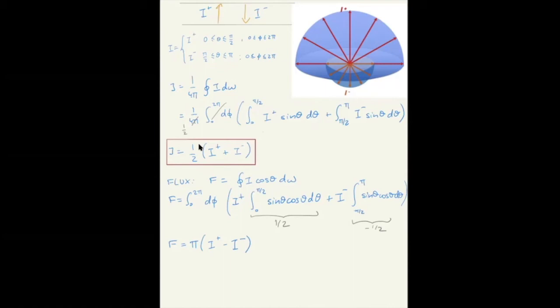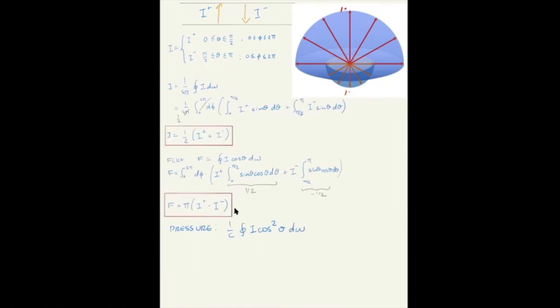Again, this is an intuitive result. The flux is a vectorial quantity. So if you have an intensity going up and an intensity going down, unlike the mean intensity, which is a scalar quantity and is the average of these quantities, the flux cares about the direction that they're going. So the one that is directed inwards is going to subtract from the intensity that is going outwards. And then the flux that you measure is going to be one minus the other. Notice that if you are in an isotropic field and I plus is equal to I minus, then the flux is equal to 0, as we would expect for the center of an isotropic field.